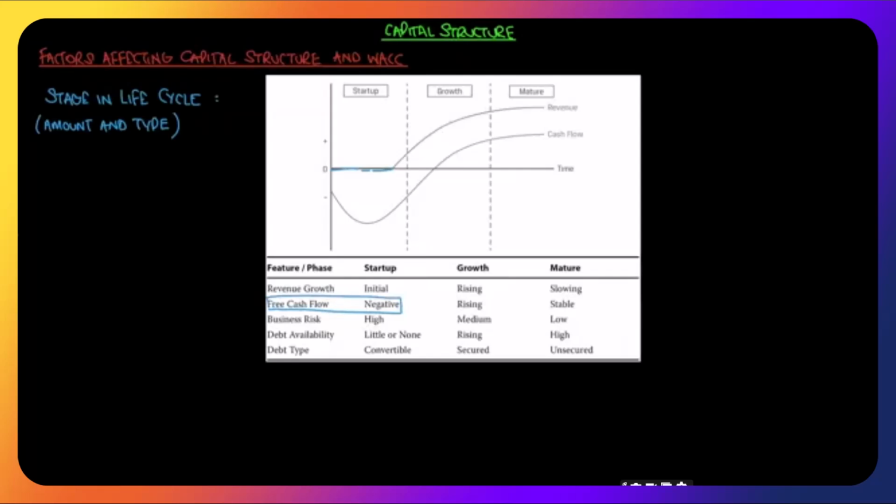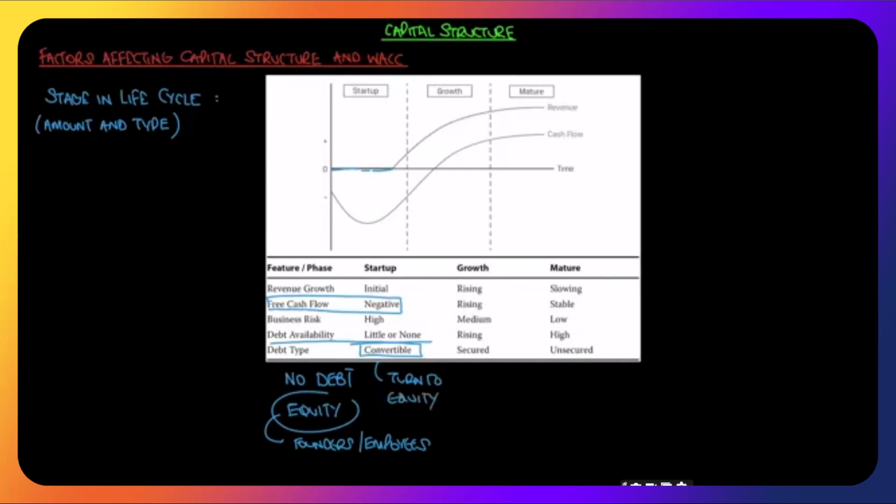Implications of negative free cash flow: no debt. Debt availability is little or none. Nobody is going to lend to you if you don't have any cash flows to pay them back. So typically the conclusion you're going to arrive at is that I need equity. The second problem, you are probably too small and do not meet the listing requirements to raise equity from an IPO. So that equity is probably going to come from the founders, from the employees, from family and friends. If you look for debt, maybe you'll find somebody who gives you convertible debt. That's about as good as it will get. Convertible debt will turn to equity at some point and will cost you via dilution.